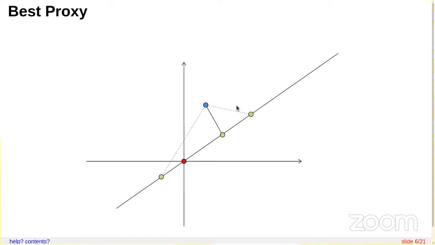When we have multiple proxies, the question arises, what is the best proxy? As you just mentioned, the one where the distance to the line is closest is the best proxy. This happens to be the foot of the perpendicular from the point to the line. This is what we call orthogonal projection. Whenever we mean projection in our course, it is the orthogonal projection.